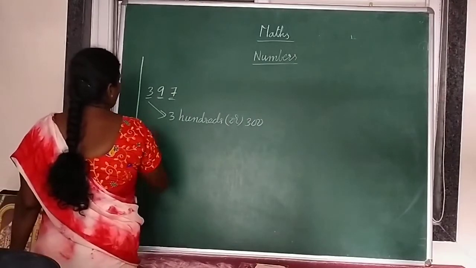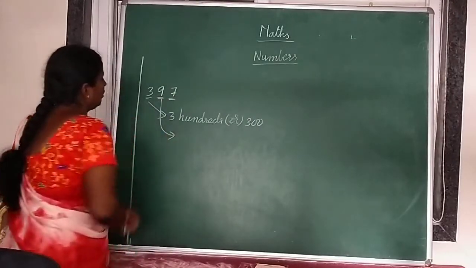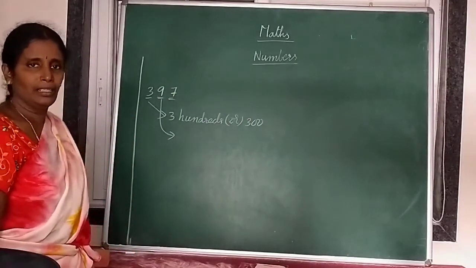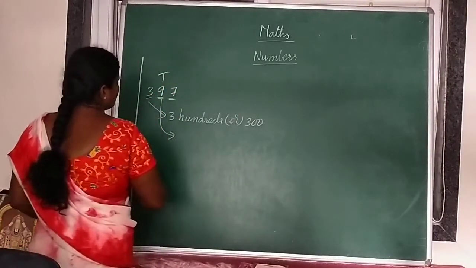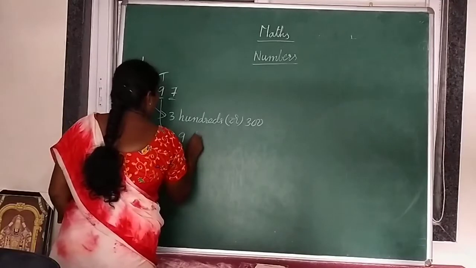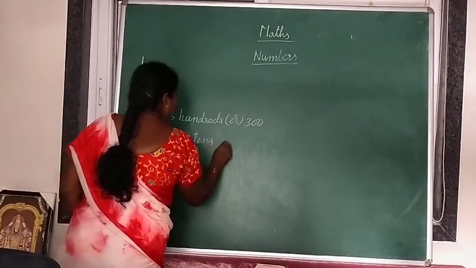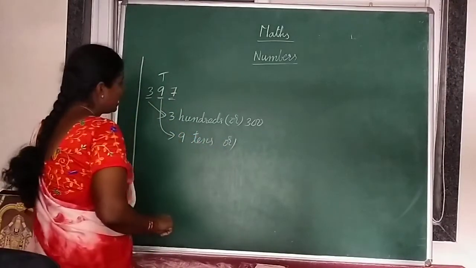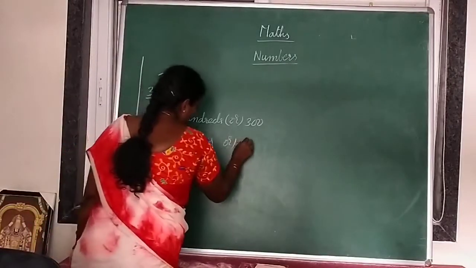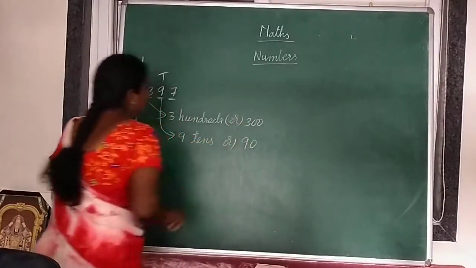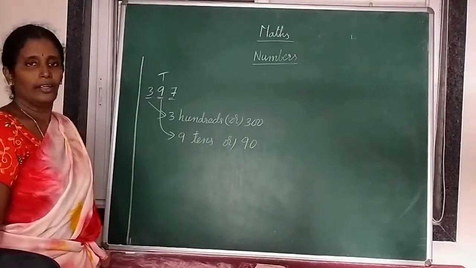What is the place value of 9? 9 in which place? Tens place now. So 9 tens are 90. 9 tens are 90.